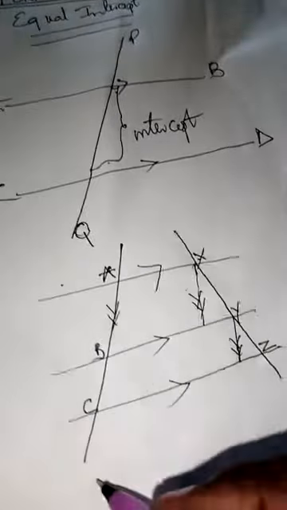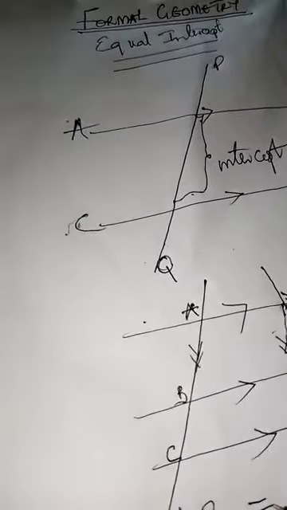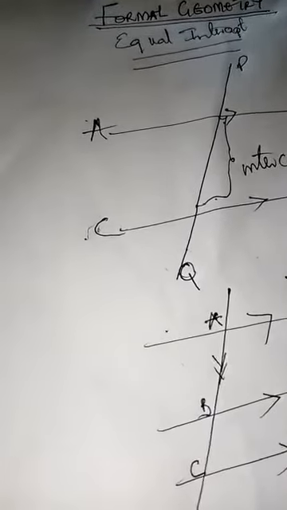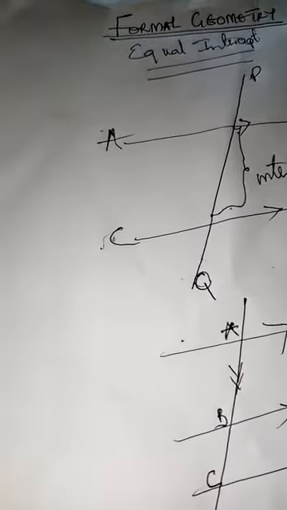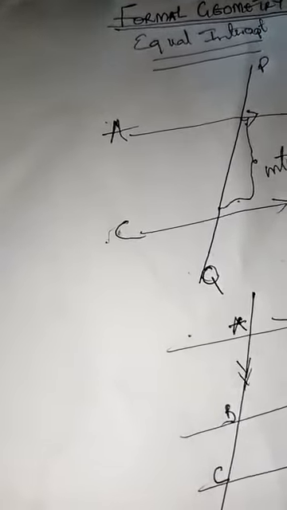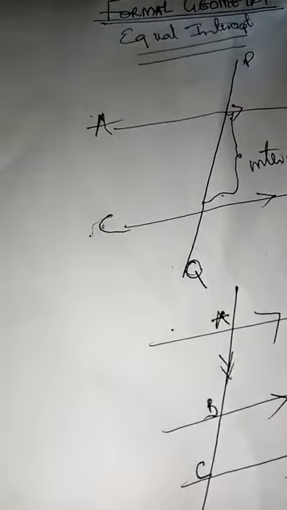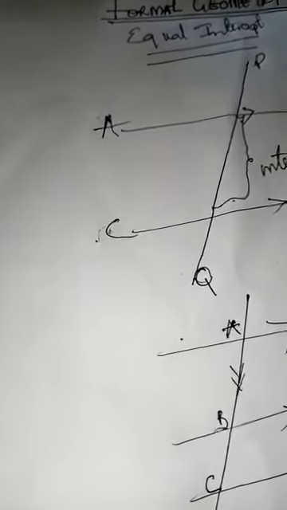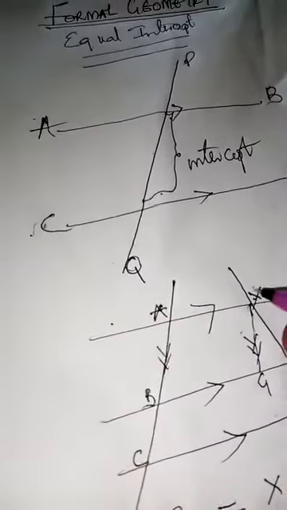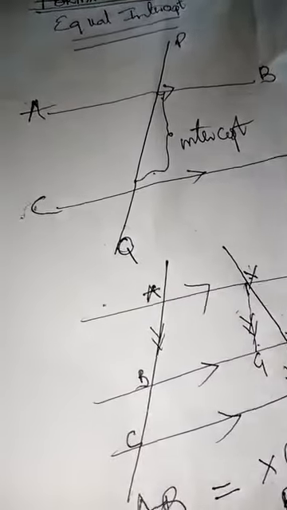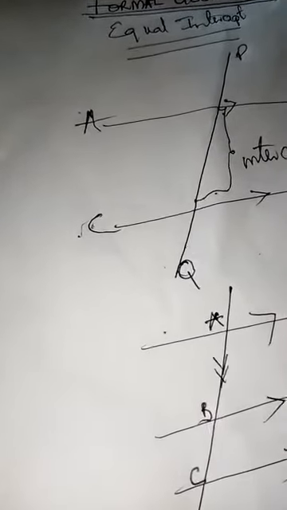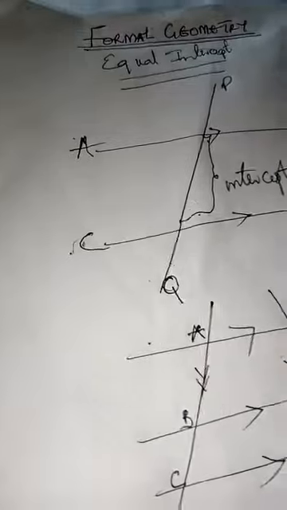From this theorem of equal intercept, let me call this place G and H. AB is equal to BC. XG is equal to YH. And lastly, XY is equal to YZ.